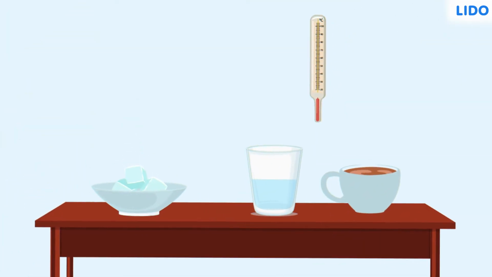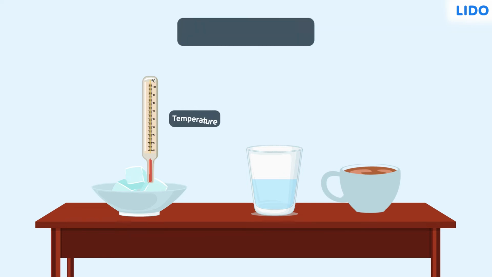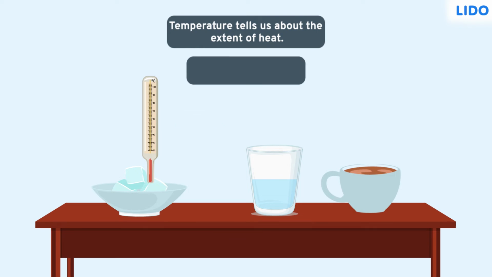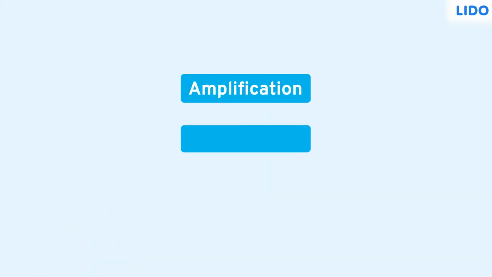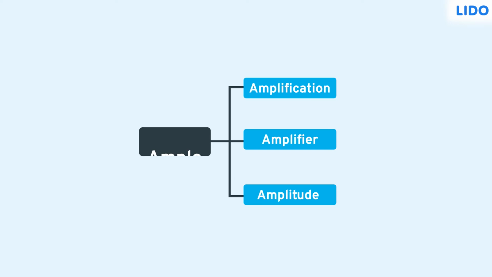Now, to determine if the amount of heat is more or less or very less, we have a quantity called temperature. Temperature tells us about the extent of heat. Similarly, to determine how amply a sound is heard, we have a quantity called amplitude. Hence, the terms amplification, amplifier, and amplitude were all derived from the word ample.